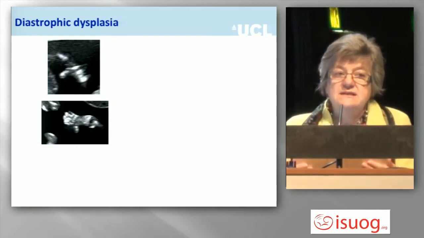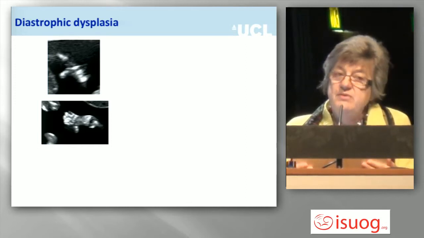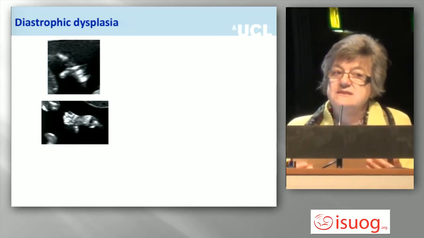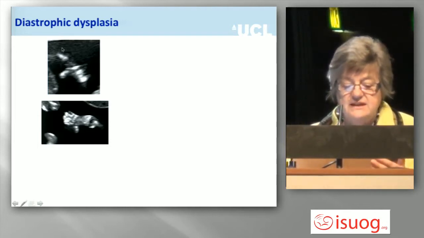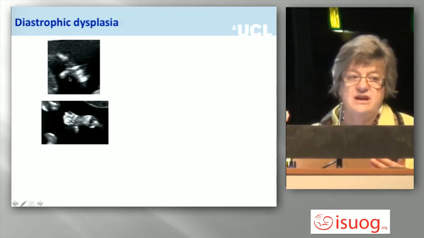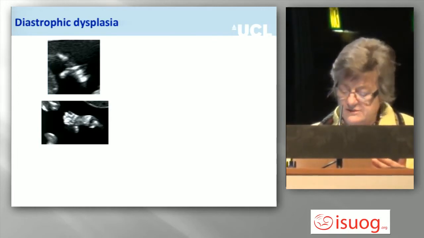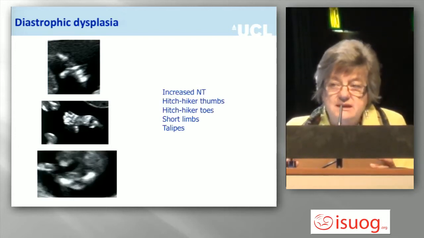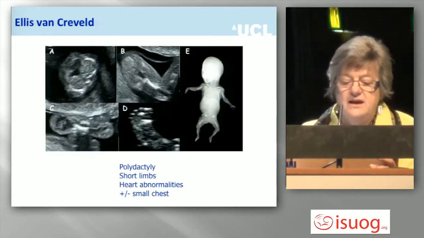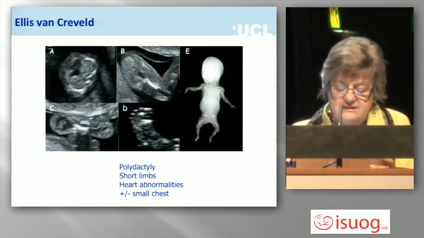Dystrophic dysplasia is not a lethal condition at all. It's completely viable, but the clues to the presence of this in the first trimester, when you look at the baby's hands, you can see the abnormal positioning of the thumbs here. So these babies all have hitchhiker thumbs, so that their hands always look like this, and hitchhiker toes. And if you see that sort of finding, it's worth measuring the limbs, looking closely for talipes and other things, because they can be clues to the underlying diagnosis.